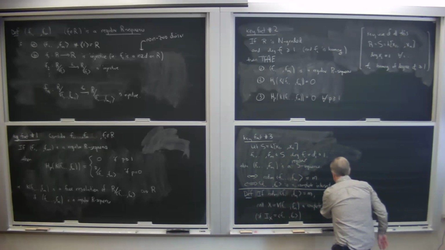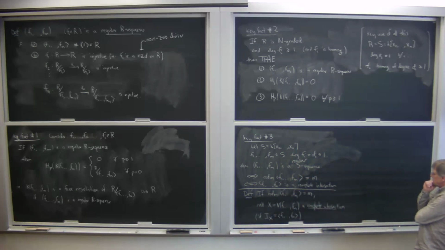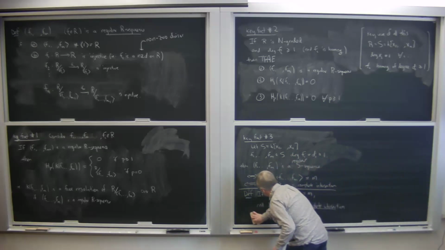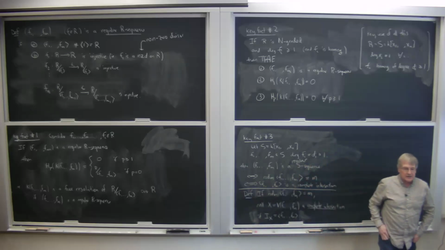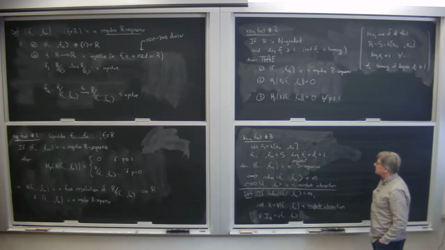But this is the definition of complete intersection. I don't like the way I phrased this, but let me get rid of these parentheses here. So as long as the ideal is generated by m elements, then it's a complete intersection.